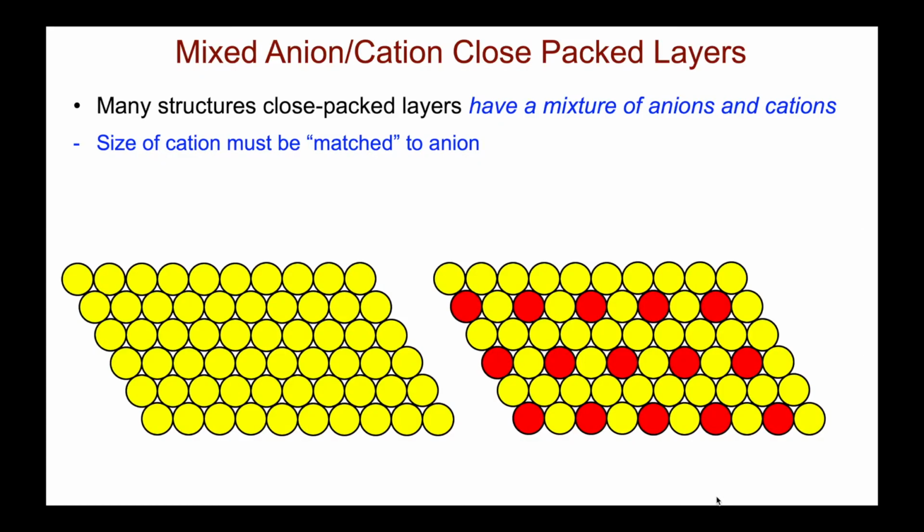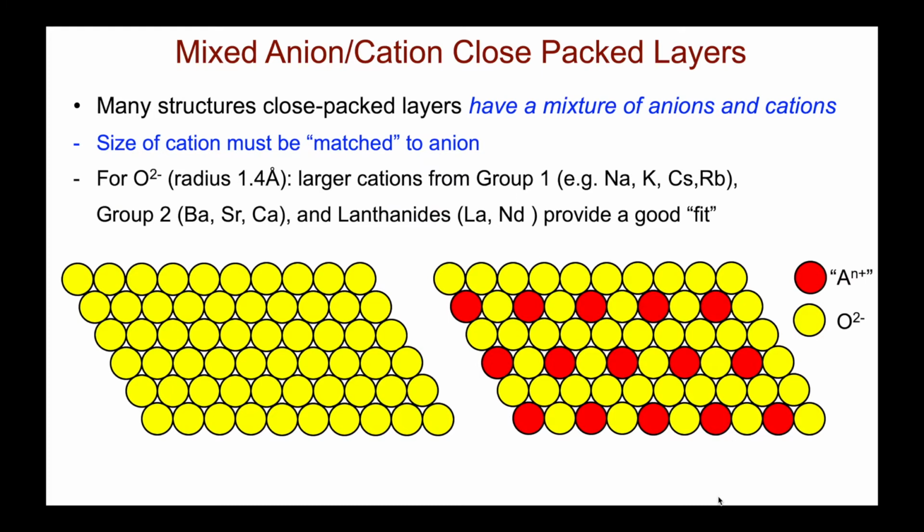We're now familiar with ionic structures which are based on close packed arrangements of anions, and the cations, which are smaller, occupying tetrahedral or octahedral sites. We now look at a set of structures where the close packed layers don't just contain anions, but they also contain cations. Now in these cases, the cation in the layer, shown in red here, must be a larger cation, such that its size matched to that of the anion, otherwise close packing couldn't be expected.